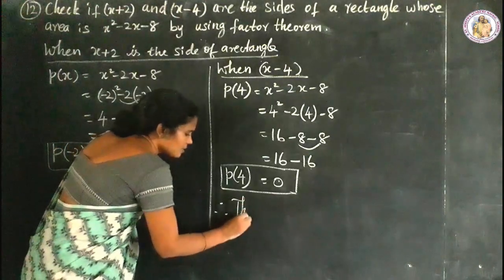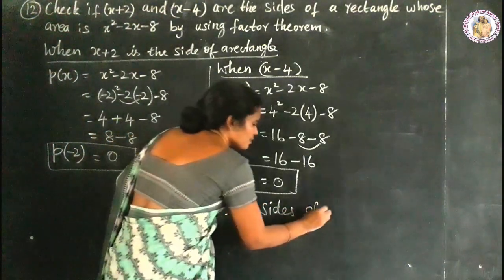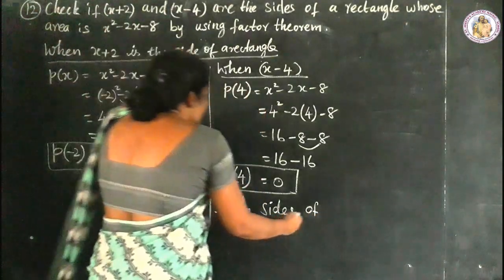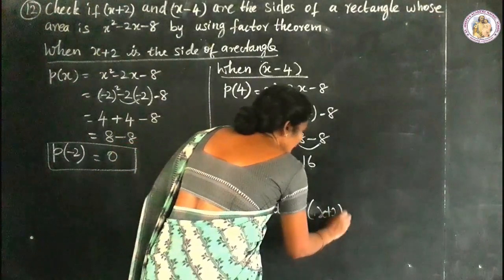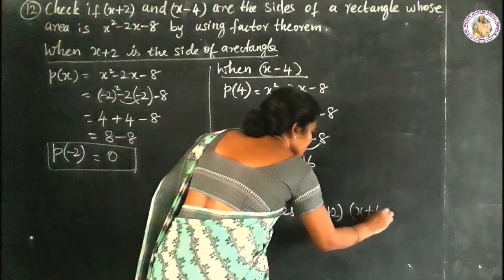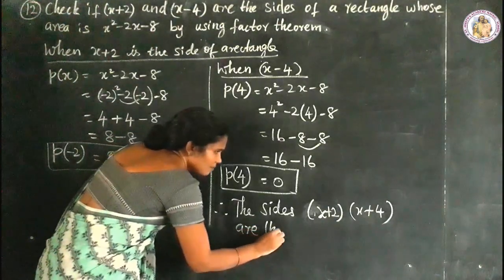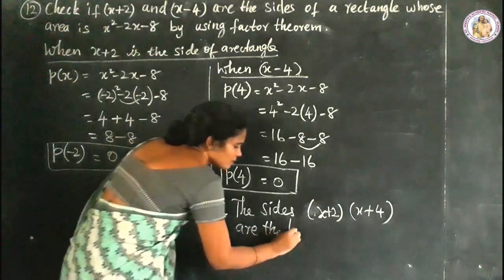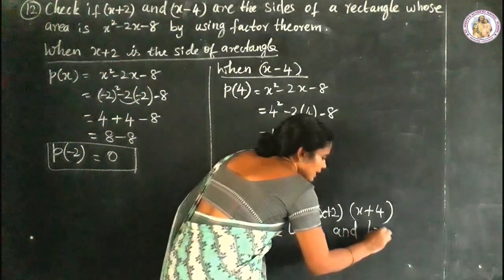Therefore, the sides x plus 2 and x minus 4 are the length and the breadth of the rectangle.